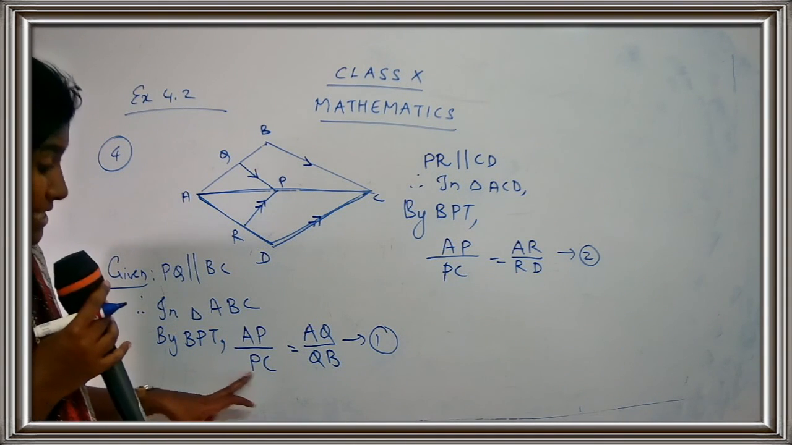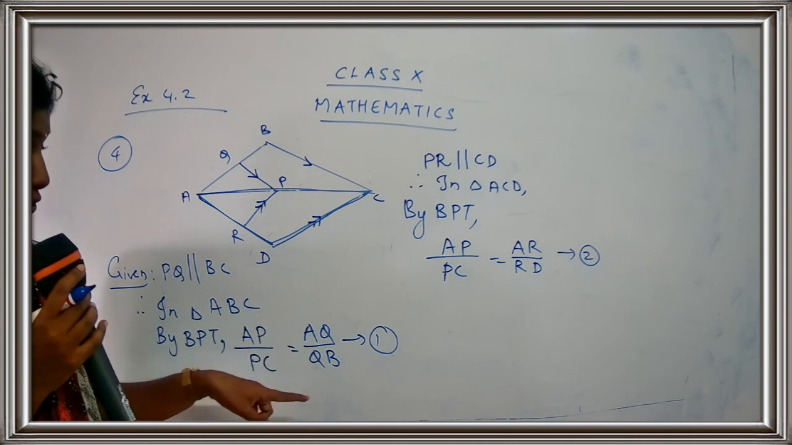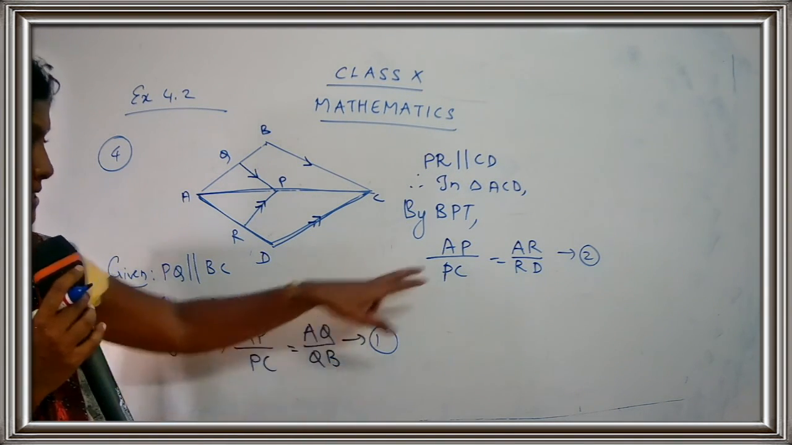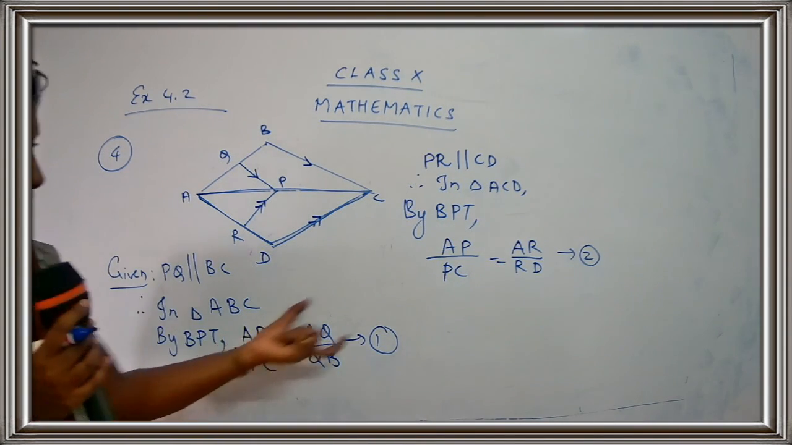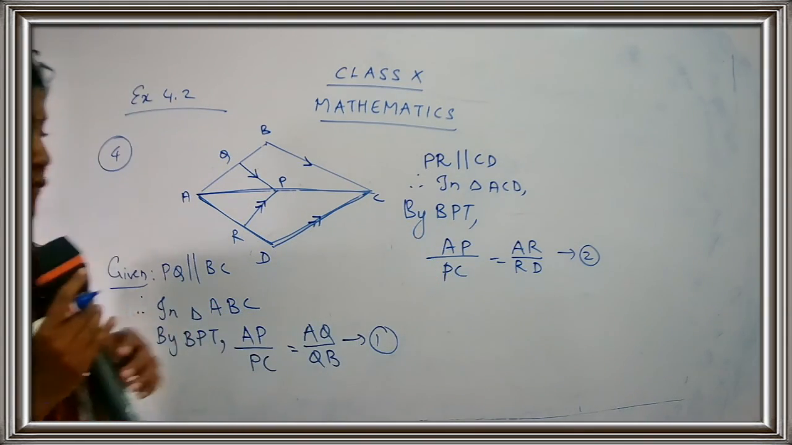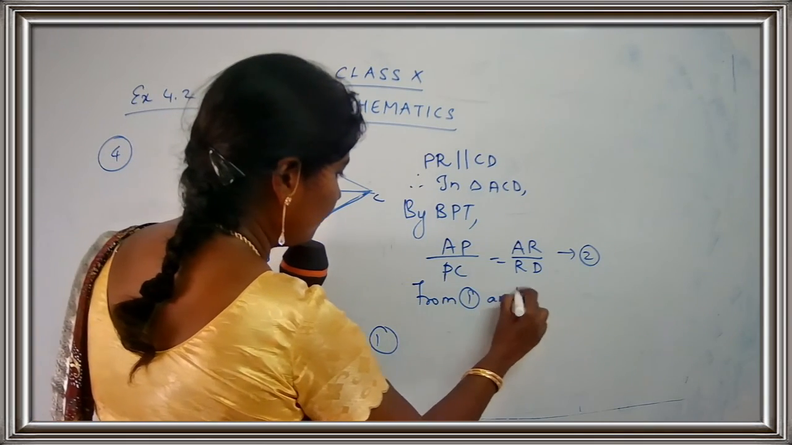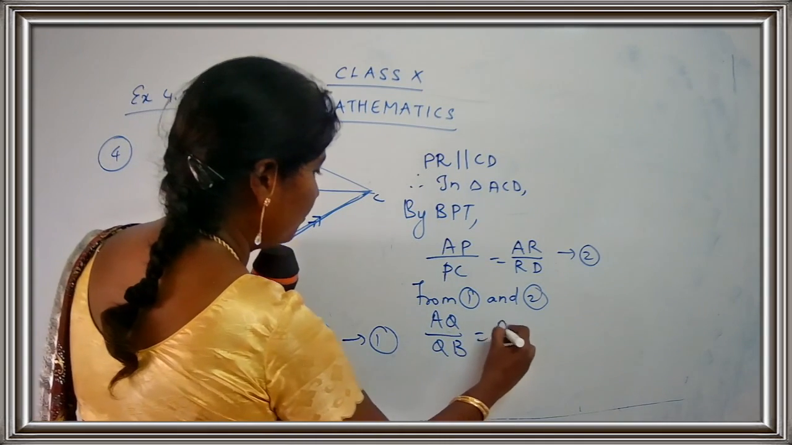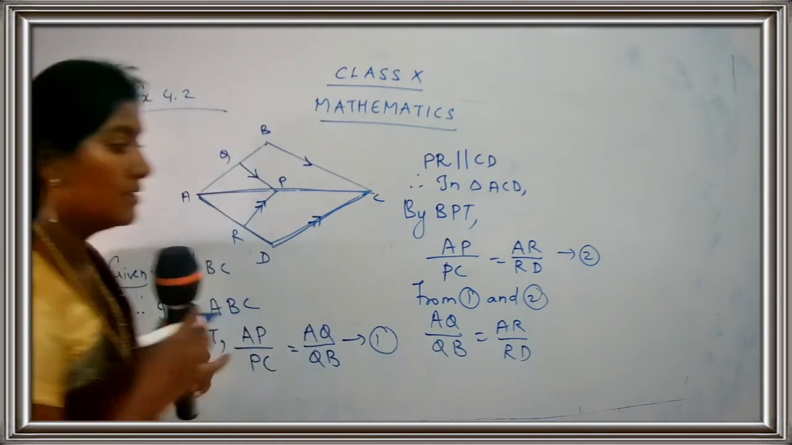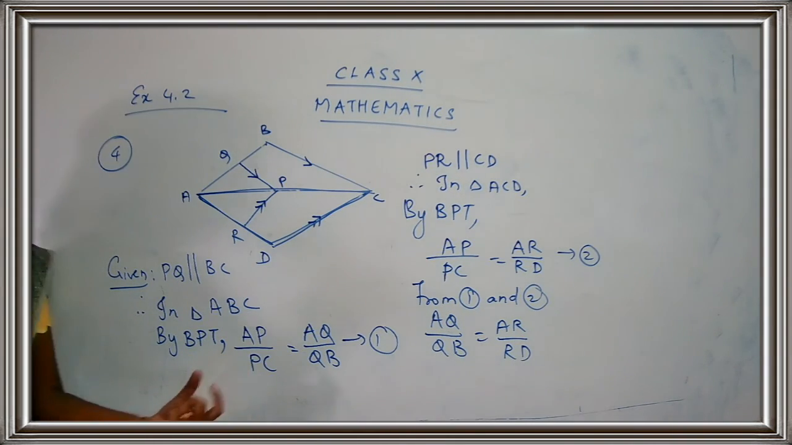AP upon PC is equal to AQ upon QB. And here AP upon PC is equal to AR upon RD. So here also you have AP upon PC, and here also you have AP upon PC. So from 1 and 2, what can you say? From 1 and 2, I get AQ upon QB is equal to AR upon RD. This is what we get from the first part. That is, we have just found the first part by using 1 and 2.